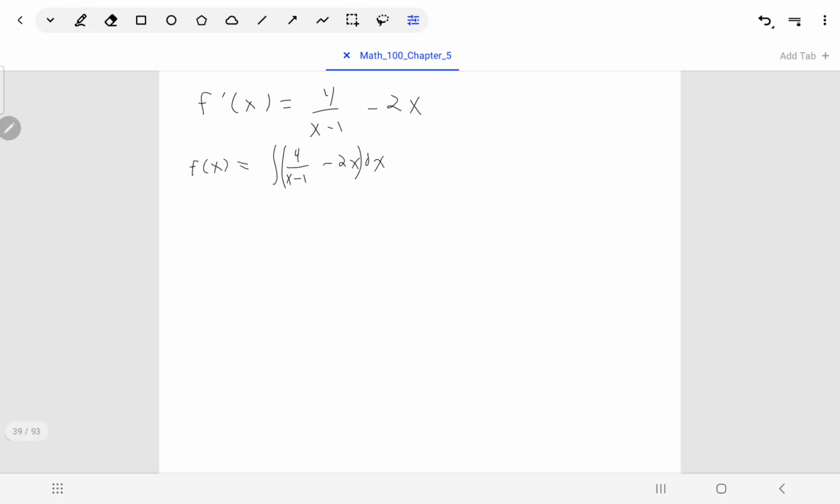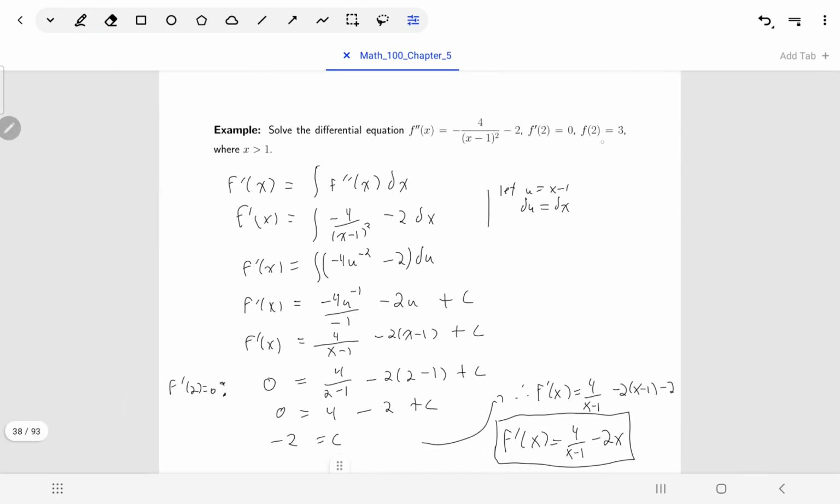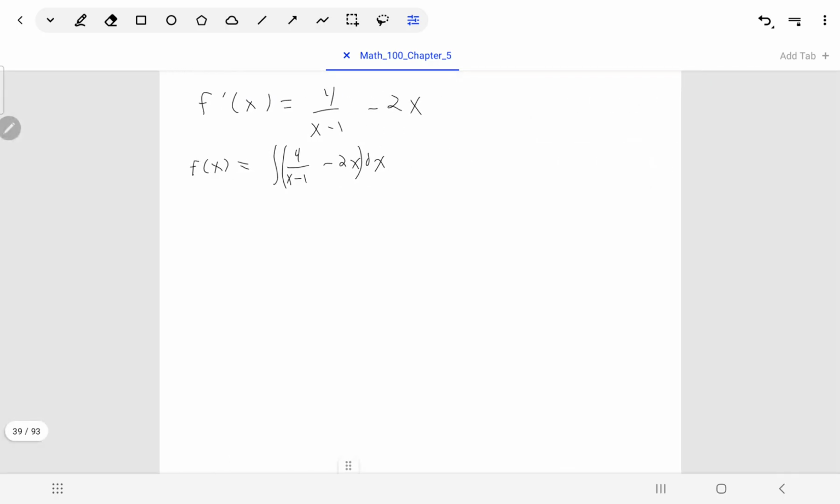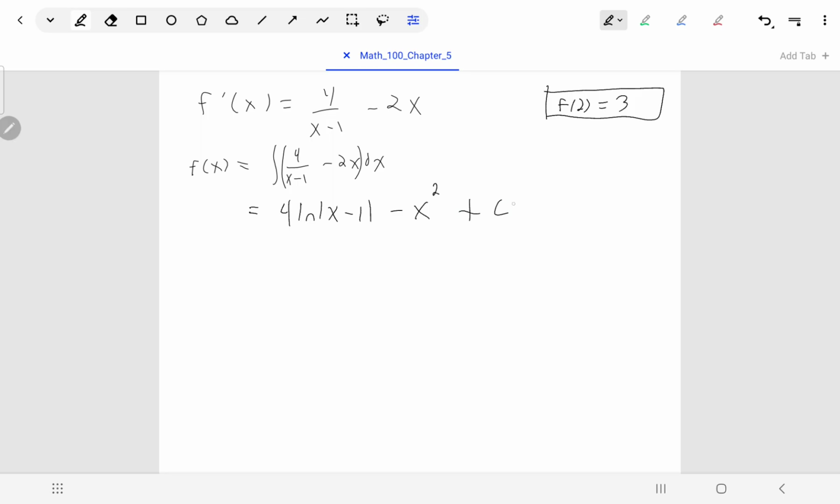And we also need to have handy our initial condition, because we'll need that for later on. The other initial condition we'll need to remember is that f of 2 is 3. So I'm just going to make a little note here for myself for later on that f of 2 is 3. Okay, so we start off with integrating 4 over x minus 1. 1 over x minus 1, an easy antiderivative for that is natural log of absolute value of x minus 1. For 2x, we've seen that one so many times now. Its antiderivative is x squared, and we've got a constant c to throw in the mix.